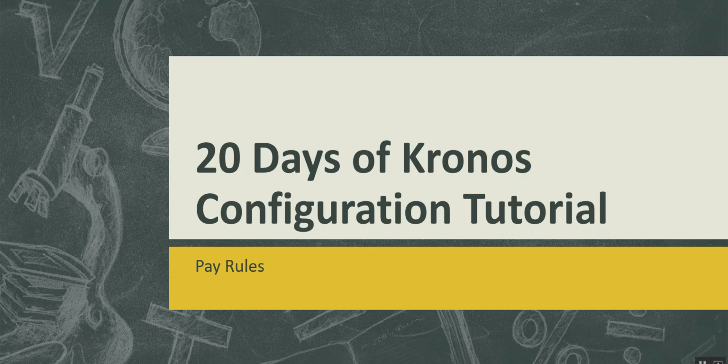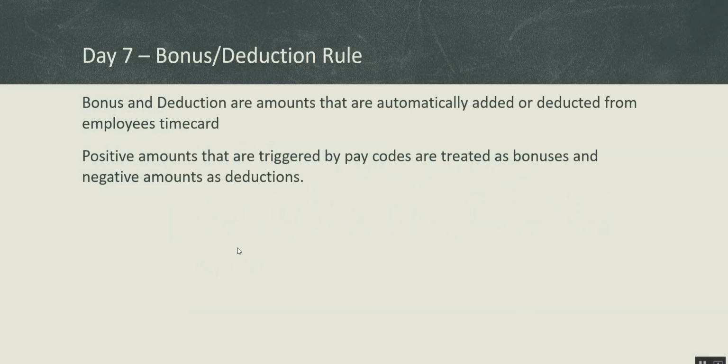That being said, let's get started and see what we are going to see in day number 7, which is all about bonuses and deduction rule. What are bonuses and deductions? These are the amounts that are automatically added or deducted from the employee's time card.